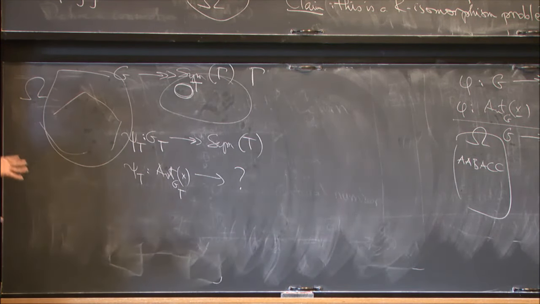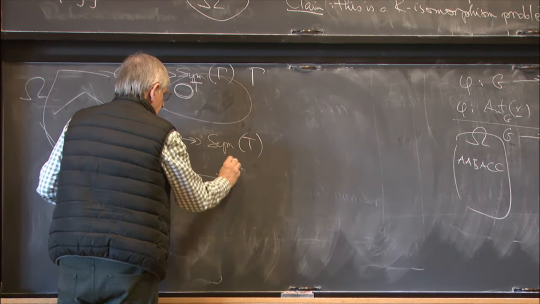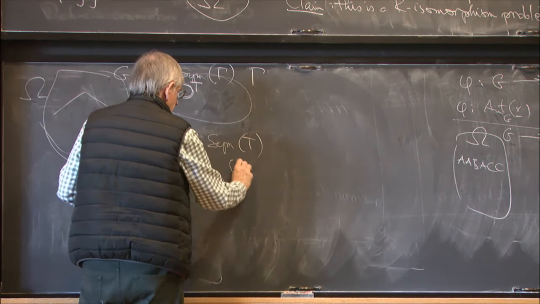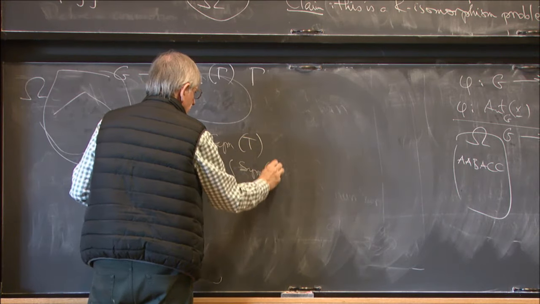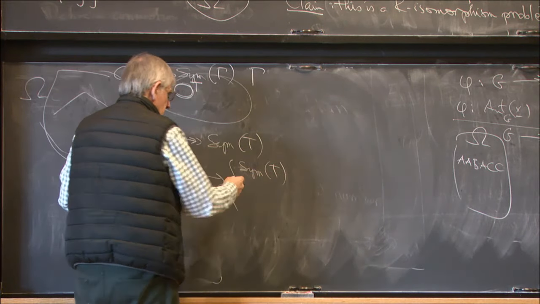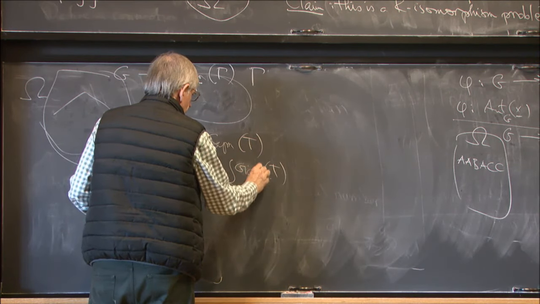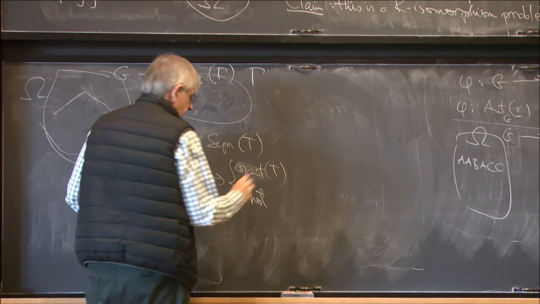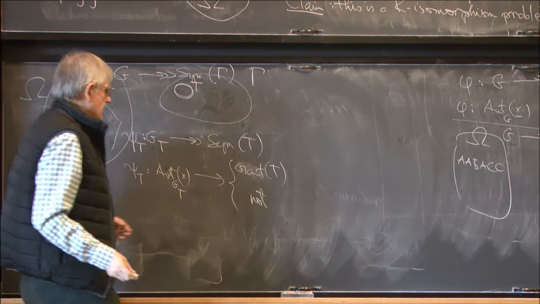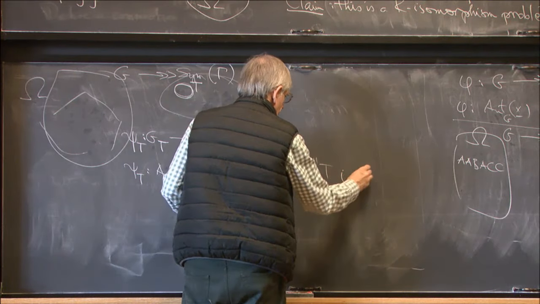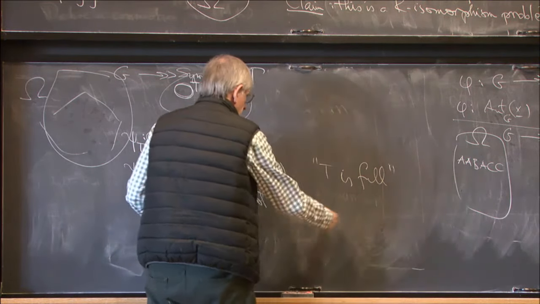I look at two possible cases. Either it goes onto the symmetric group on T, or the alternating group on T, a giant on T, or not. In this case, I say T is full, and here T is not full.